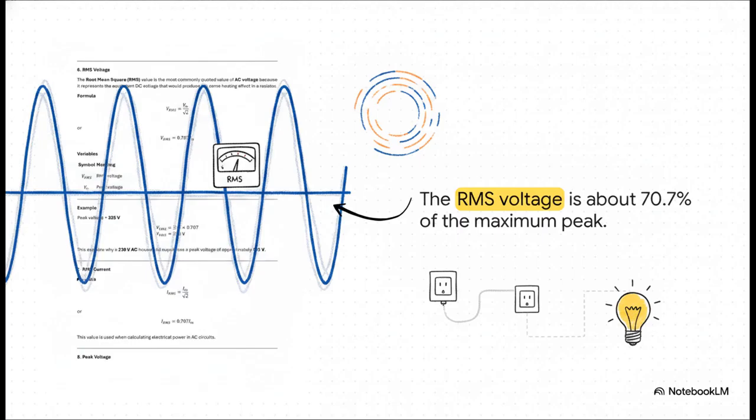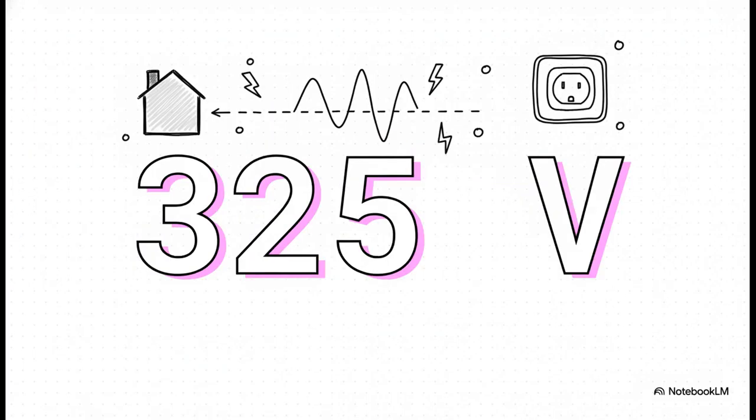To find the RMS voltage, you just take the absolute peak voltage, often written as Vm, and divide it by the square root of 2. Or more simply, you multiply the peak voltage by 0.707. That means your effective RMS voltage is always roughly 70% of the absolute maximum voltage peak reached during that swinging cycle. So let's apply this to your own house.